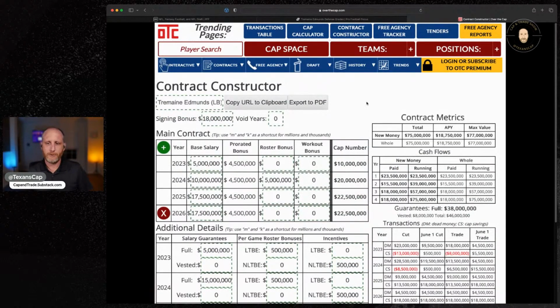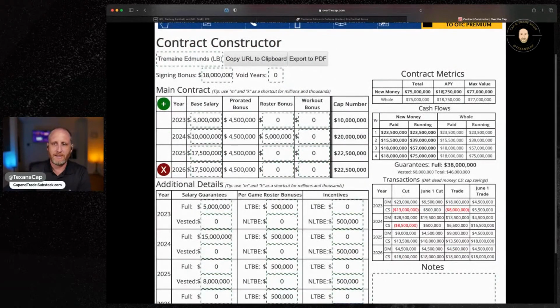All right. There you go. 18.75 million APY. So it's just below the top three linebackers. That's below Roquan Smith, Shaquille Leonard, and Fred Warner, but it's above CJ Mosley. It can increase to 77 million over 4 years. So I believe that puts him at 19 and a quarter, so 19.25 million if he were to earn these incentives. And we'll put in the details on those here in a minute.